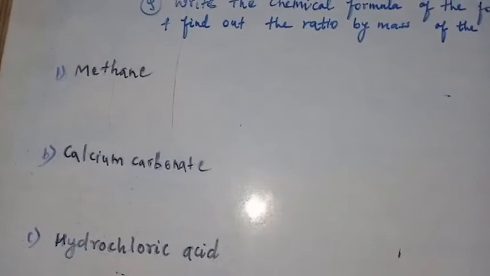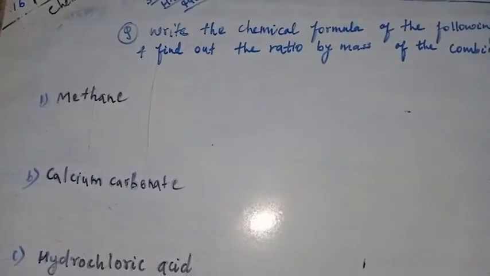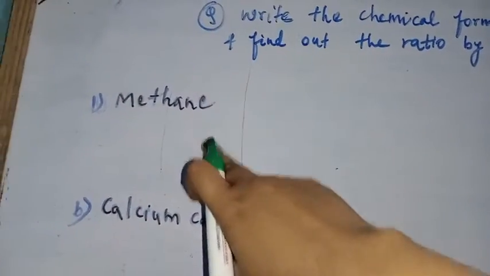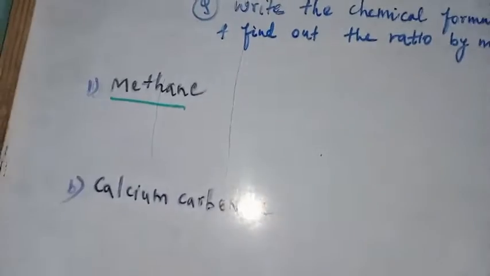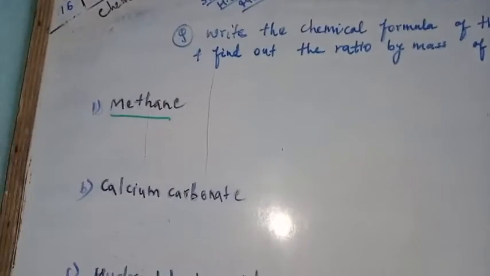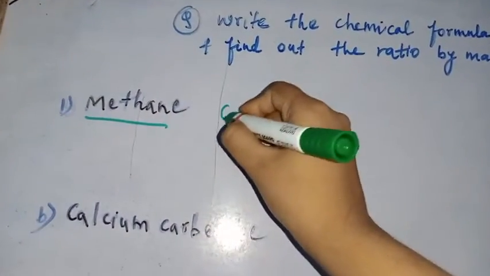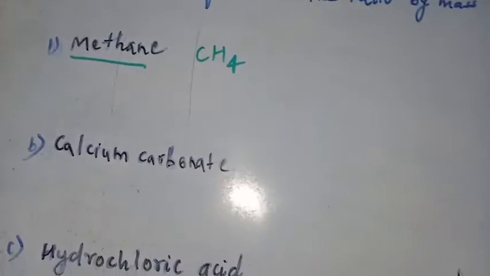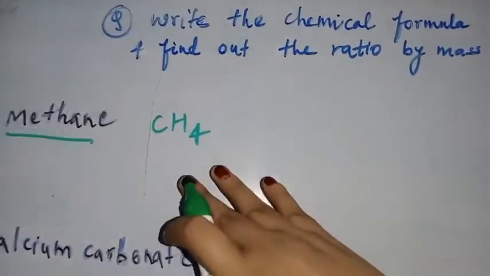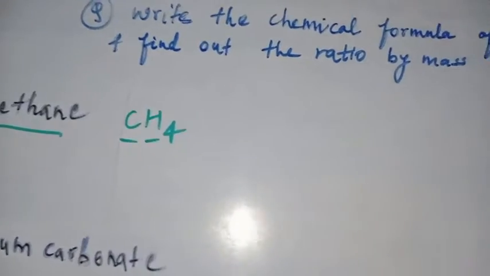Okay, so I'll show you how you get the ratio by mass of the combining atoms of different chemical compounds. First I gave you methane. It is not methene, it is methane, M-E-T-H-A-N-E. Just correct your spelling if you have written it wrong. So the chemical formula of methane is CH4. We have to find out the ratio of combining elements by mass. So what are the combining elements here? They are carbon and hydrogen.